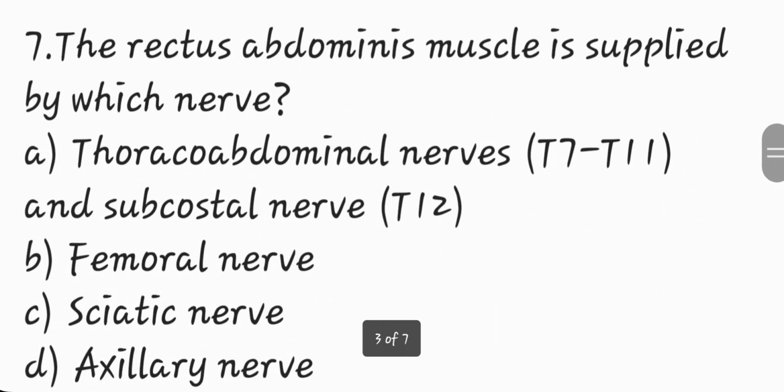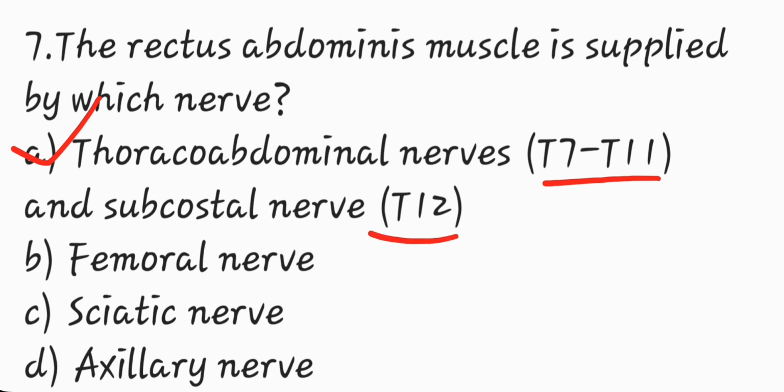Coming to the seventh question, the rectus abdominis muscle is supplied by which nerve? T7 to T12. Yeah, so the option will be A. T7 to T11 thoracoabdominal nerves and the subcostal nerve T12. Okay. So the option is A.